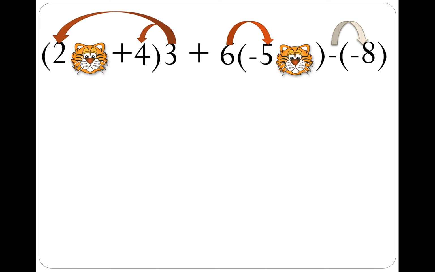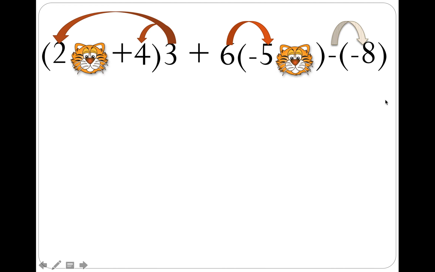Here we have a tiger problem, and I made this arrow special to show you what happens if you have a subtraction symbol with no number. Just like in the previous problem, we can think of this as a phantom 1. So we can think of this as distributing a negative 1, which is going to turn this to a positive 8, negative 1 times negative 8.